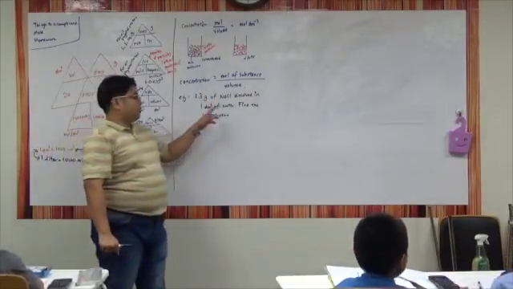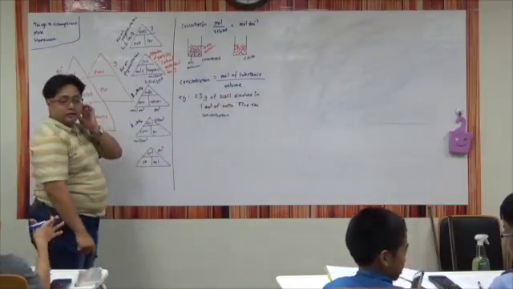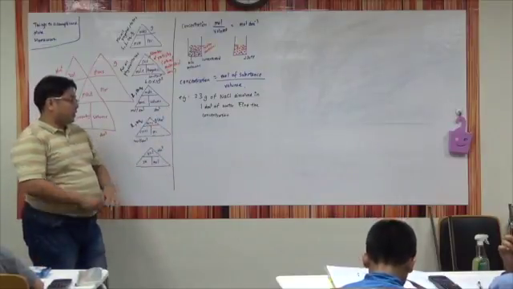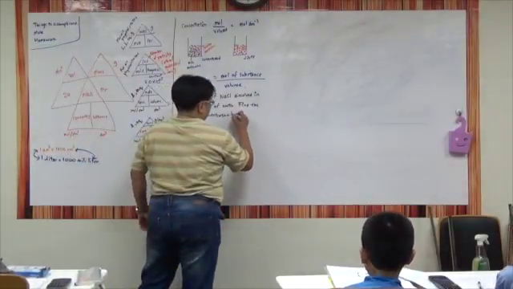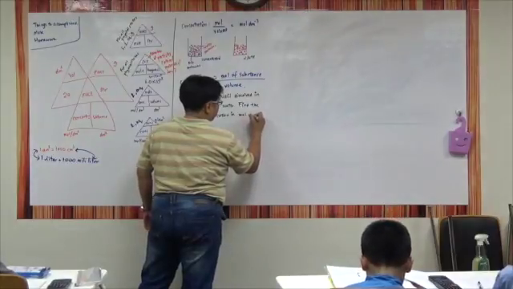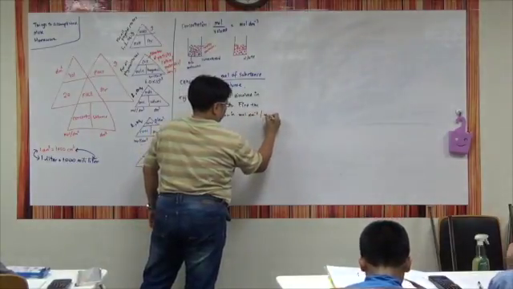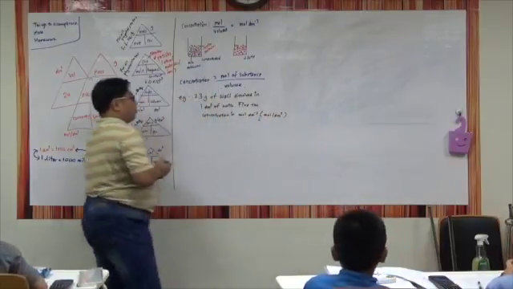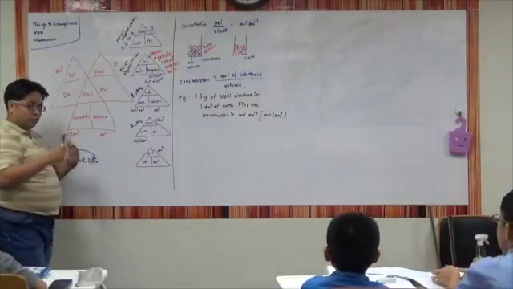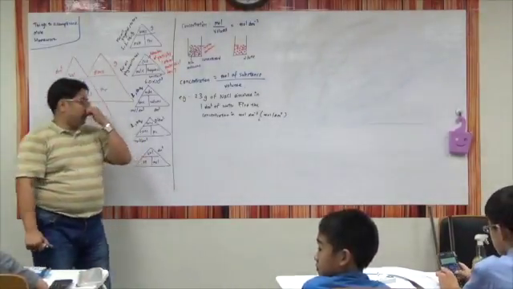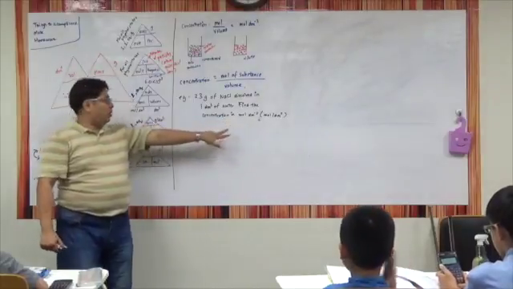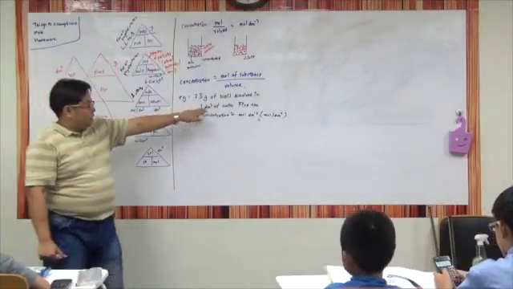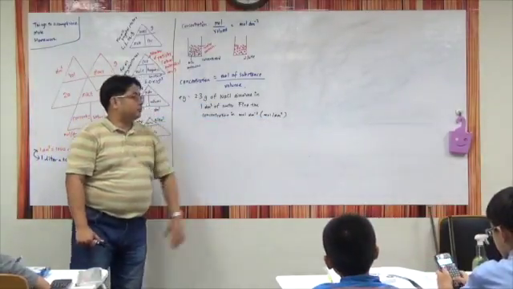23 grams of sodium chloride dissolves in 1 dm cube of water. Then they ask you to find the concentration in mole per dm cube. The question will definitely have to tell you the units of concentration, whether it is mole per dm cube or gram per dm cube, because there are two concentrations.